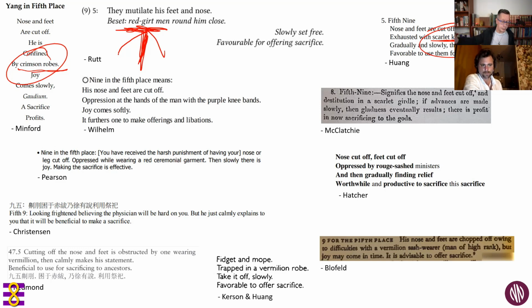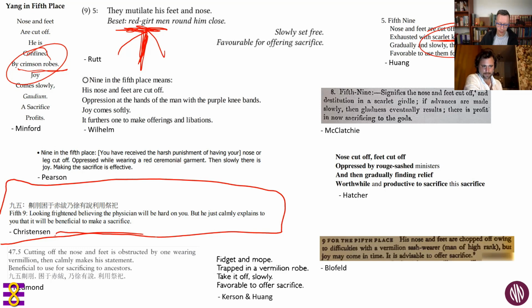I do, however, if you permit me the time, Johannes, want to talk about this translation from Lars Bo Christensen. Because if you look at all these translations, this one really jumps out because it's completely different. And it jumps out, as far as I'm concerned, in a very bad way. It's the worst translation I have ever seen of this sentence. He says that, looking frightened, believing the physician will be hard on you. And at first I thought, where on earth does this physician come from? Because all these other translations don't talk about a physician.